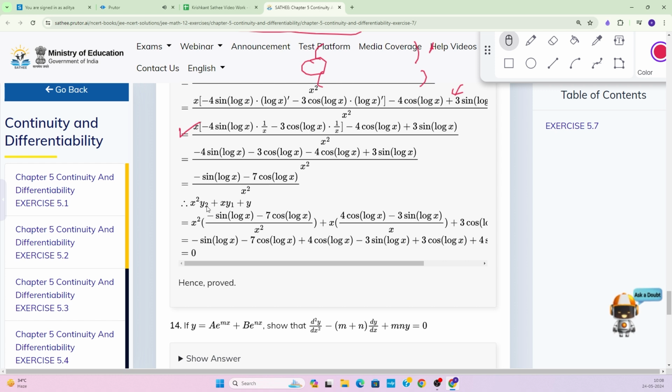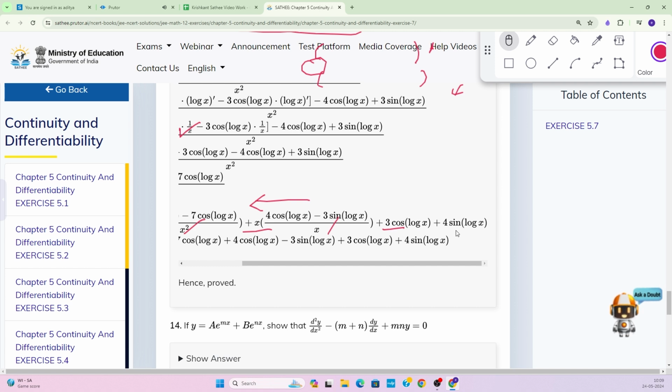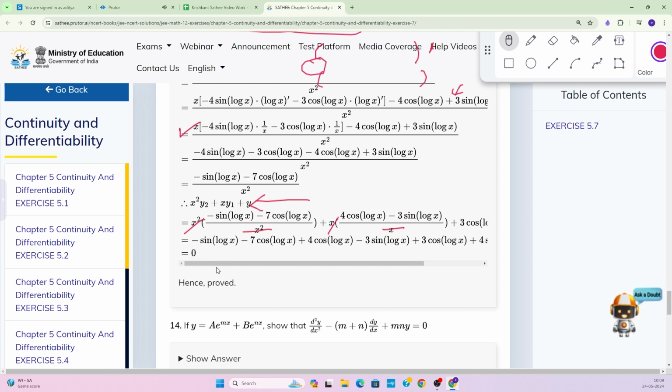Now y2, the second order derivative, is this. Multiply it with x square, and this x square will cancel. We are substituting into the expression we are given and trying to show that the expression equals 0. Now multiply the first order derivative with x, so x cancels, and add y, which is 3 cos log x plus 4 sin log x. After cancellation you will have minus sin log x minus 7 cos log x plus 4 cos log x minus 3 sin log x plus 3 cos log x.